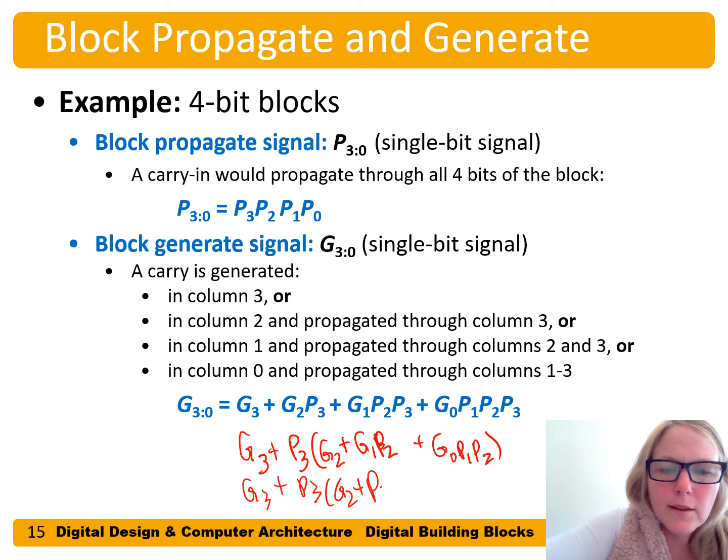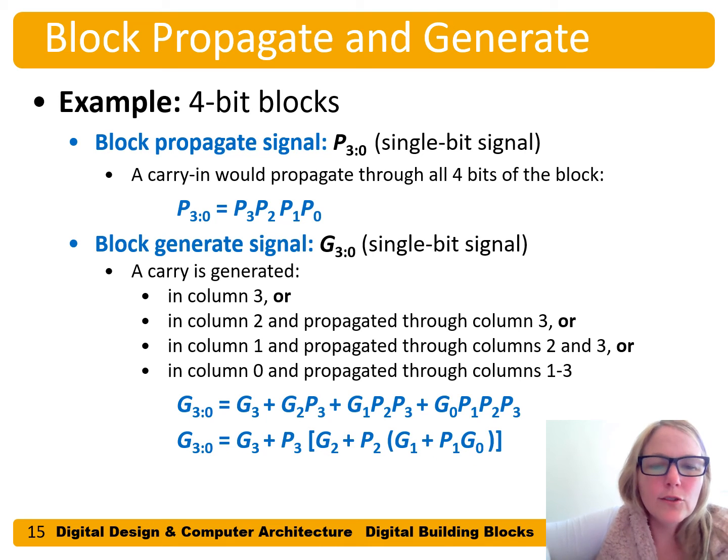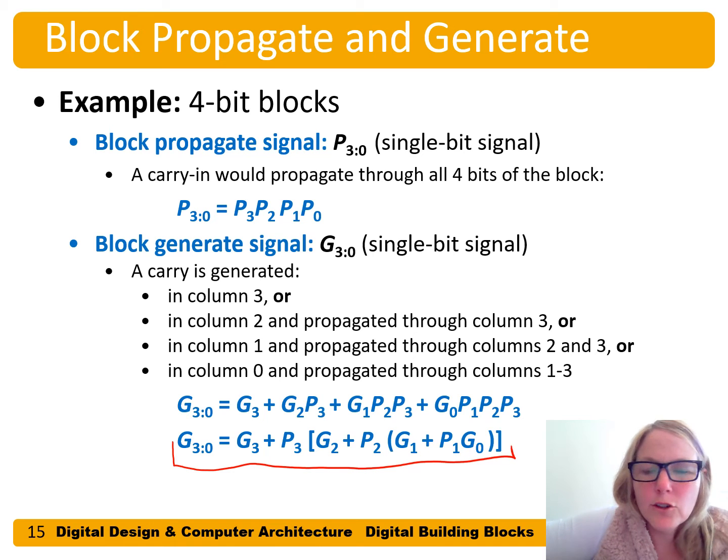P2 and G1 or G0, P1. Okay, and that's usually easier for us to build, and we can build that with 2 input gates here. And so this is just the same equation with terms factored out. Right? These two equations are the same logically. This is the way to think about it, and then we can optimize it in that second equation.